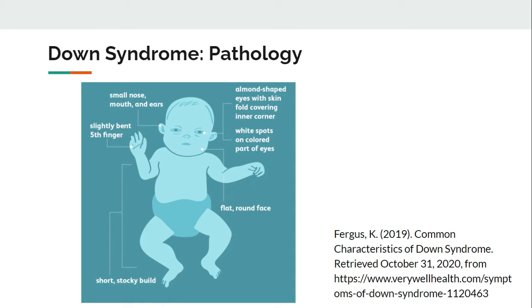And here you can see an infant with Down syndrome. They have the flat round face, they have the short stocky build, small nose, mouth, and ears, and the white spots on the colored part of the eyes. And so those are some physical characteristics that some Down syndrome patients tend to have.